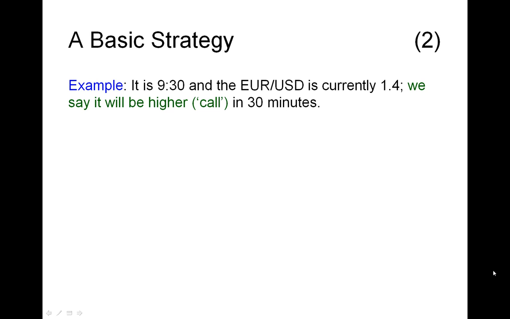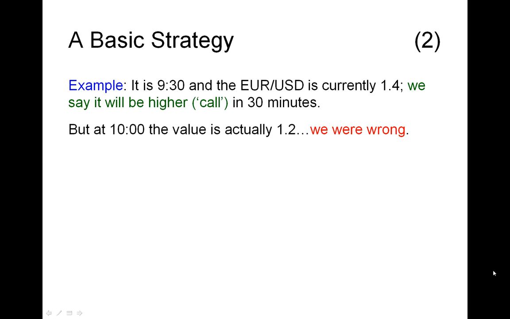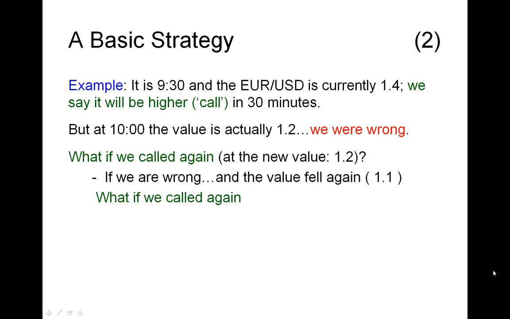Let's say it's 9:30 right now, and the euro to the US dollar is currently at 1.4. Now we think it's going to be higher in 30 minutes. That's at 10 o'clock, so we call. But at 10 o'clock the value is actually 1.2, and we were wrong. We made a loss. Now what if we called again at this new value, 1.2? So now in 30 minutes, that is to say at 10:30, we think the value is going to be higher than 1.2. If we're wrong, now the value fell again and it's now 1.1, what if we called yet again?